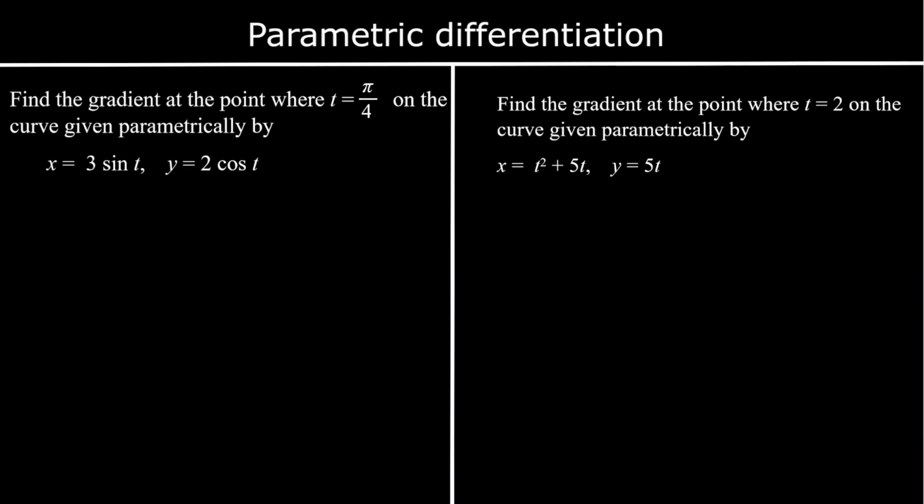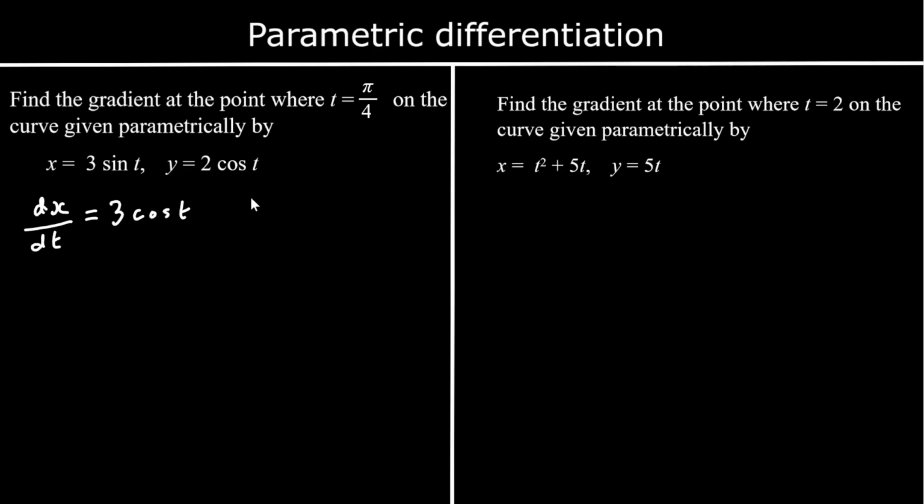This question says find the gradient at the point where t equals pi over 4 on the curve given parametrically by x equals 3 sin t and y equals 2 cos t. So let's work out dx/dt and dy/dt. For dx/dt, x equals 3 sin t. When we differentiate sine, we get cos. So dx/dt is 3 cos t.